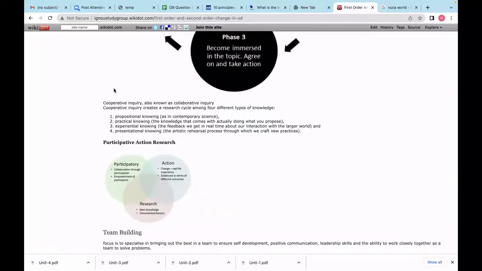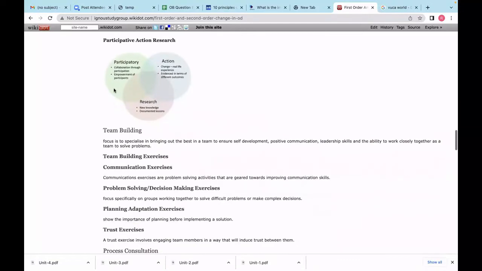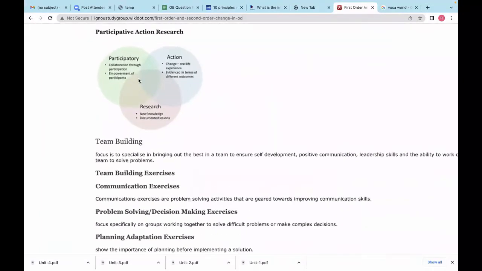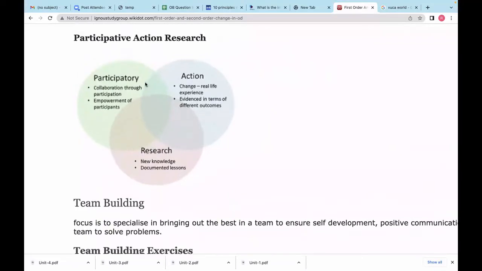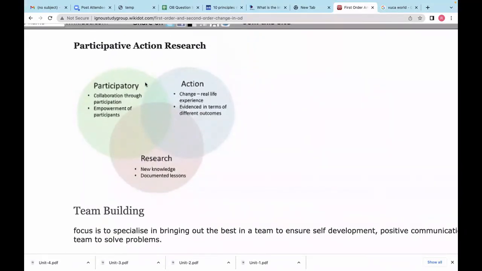Now the last theory of action research, participative action research. Basically, it talks about three quadrants. One is participatory. What it means is, action research is more participatory in nature. You need more people to be participating, and these people should be empowered so that they can do action, right? So basically, participants who are there in the entire process of action research.